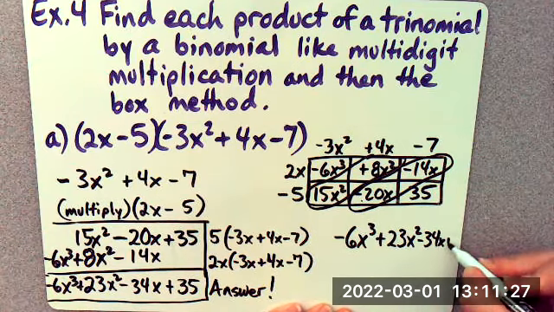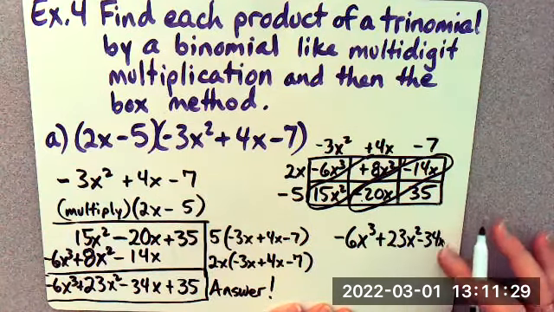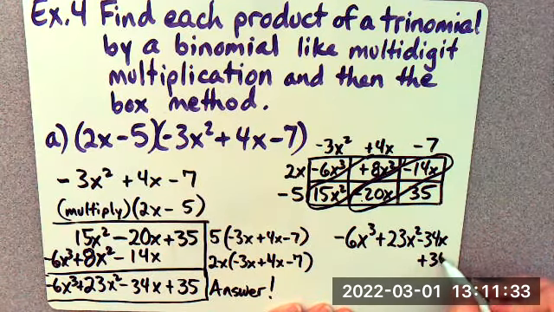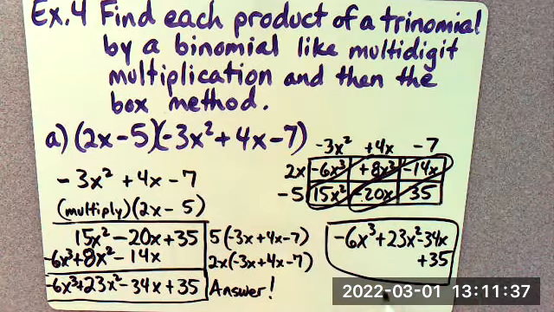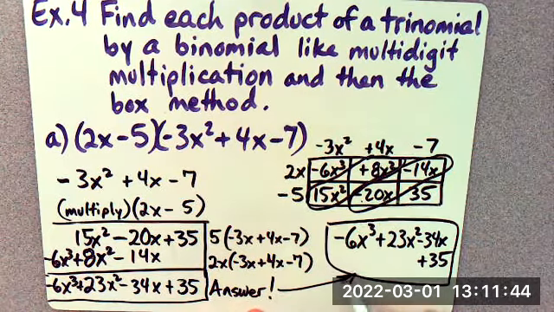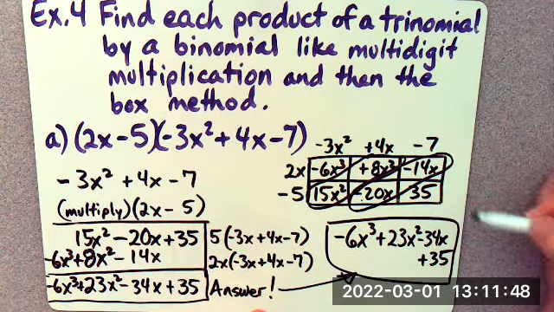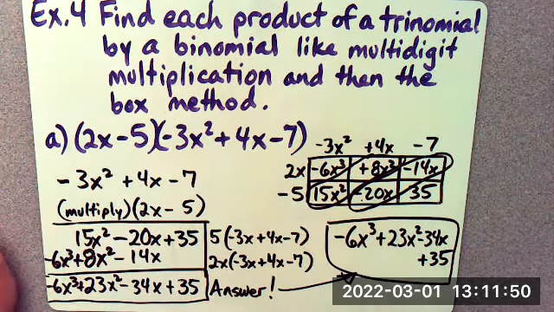And then we have plus 35, which I've run out of room to write. So I will write plus 35. So that's the answer. So it is the same thing. Okay, and maybe you see why I like this method so much.